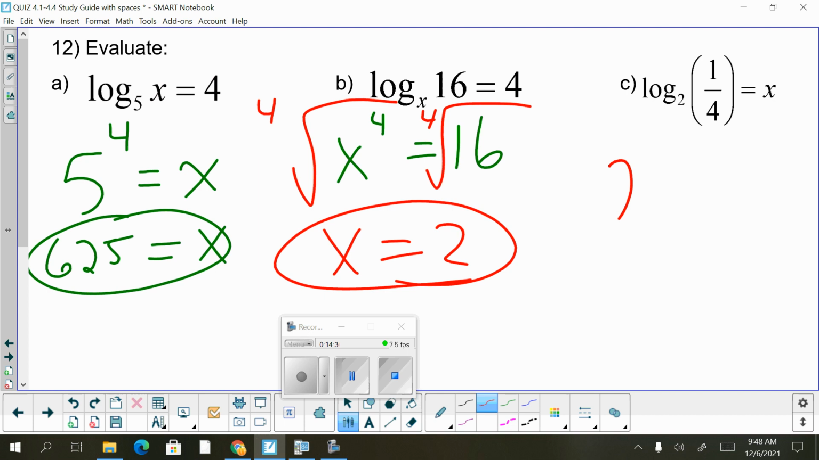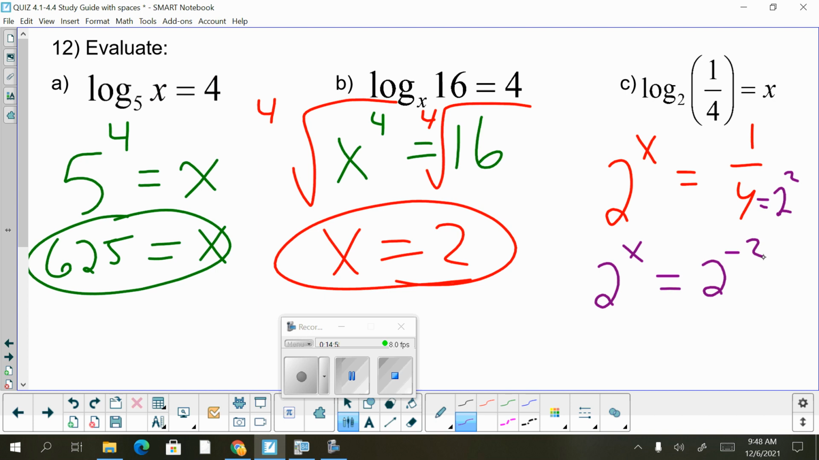And finally, 2 to what power is 1/4? So you can experiment with this or write it in matching bases. And I like to write it with my matching base. I know that 4 is 2 squared, so I could just flip it and make it a negative. So 2 to the negative 2 power would be 1/2 squared, which is 1/4. That means x is negative 2.